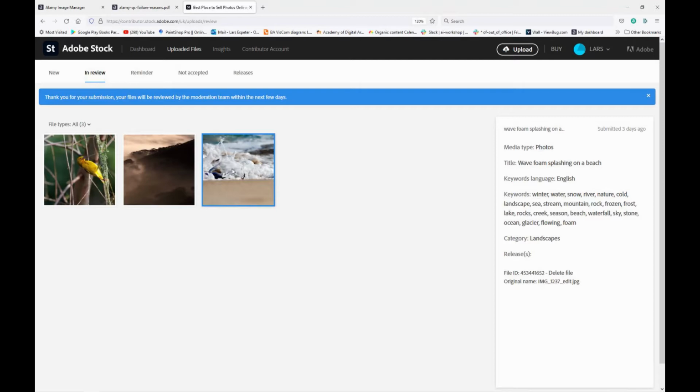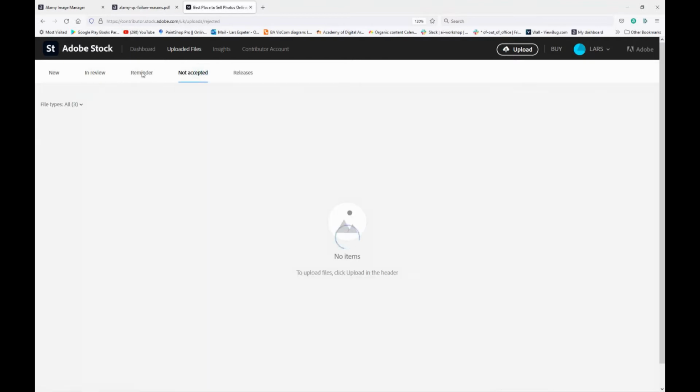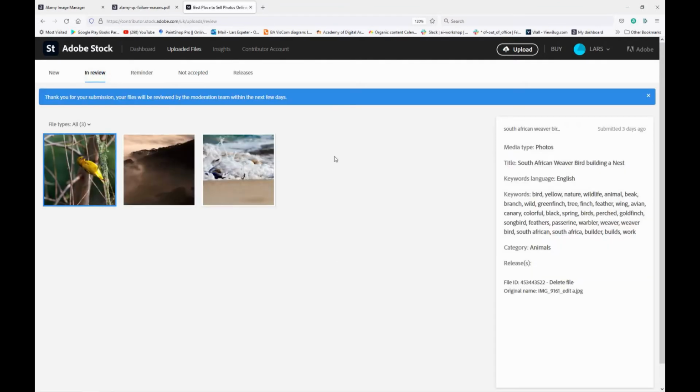So let's see what happened here. Out of 20 images, these are still in review, and most of the images were reviewed in about 3 days. That is super quick as well. Alamy is also pretty quick. They claim they might need up to 3 weeks. I got my results mostly between 3 and 5 days. So that is also very, very good.